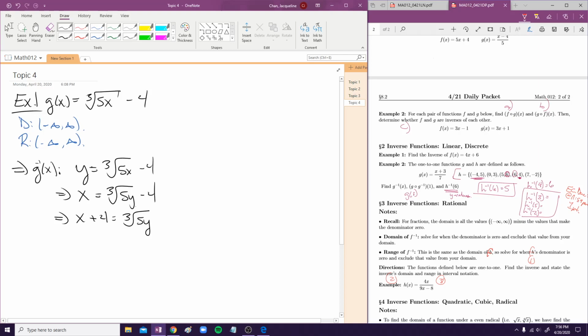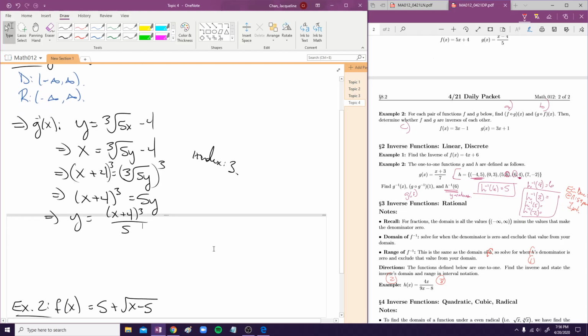And how do I get rid of this radical? If the index is 3, that means I want to take the power 3 to both sides, the cubed. So we don't need to expand this out. Just keep it as is, and this becomes 5y. So when I solve this, it becomes y is equal to (x plus 4) cubed over 5.